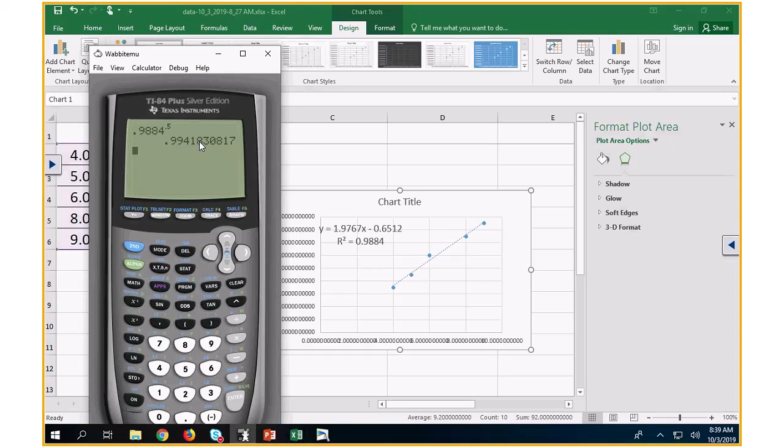Now, they may be looking at that 8. I don't know what they're looking at, but 0.994 does not round to 1. Now, is it close to 1? Yes, but it does not round to 1. If the directions say round to the 3rd decimal place, that's 0.994.